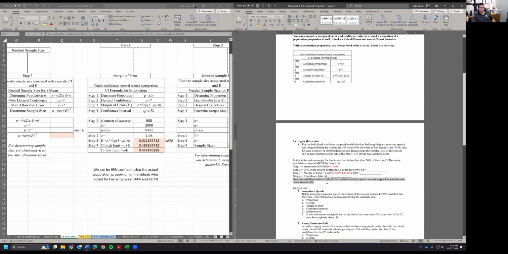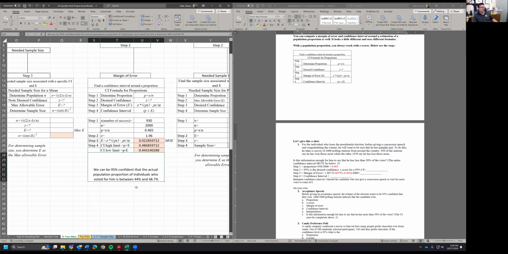And so we need to interpret this. Should the candidate who lost give a concession speech or wait for more votes to come in? Right here, we're 95% confident that it's somewhere between here. If you really wanted to get picky, we could calculate the probability of it being under 50%, but that's not what we're doing right now. That's what we're going to be doing in Unit 4. But right here, we're 95% confident that the actual population proportion of the polling stations that said that he won is somewhere in here.